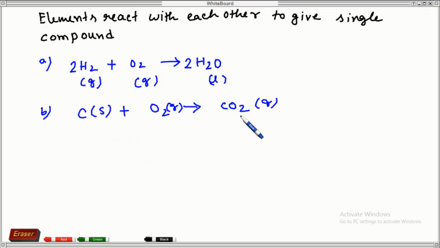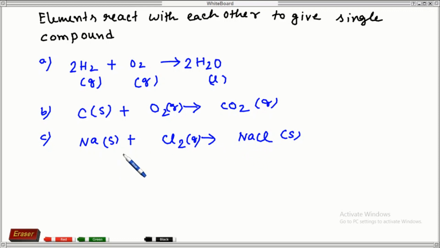And here also we get the same thing. Two elements react with each other to give a product. Come to another reaction, that is sodium reacts with chlorine, gives NaCl, that is sodium chloride, a solid, chlorine a gas, sodium a solid. Is it balanced? No, because 2 chlorine is there. Then put 2 here. So here you can see 2 chlorine, but sodium is 1. Then put 2 here also. Now it is balanced.